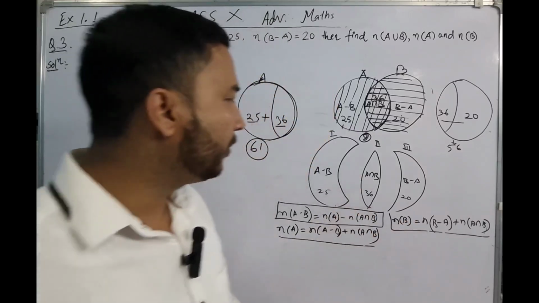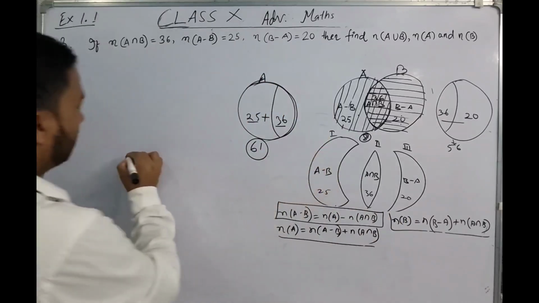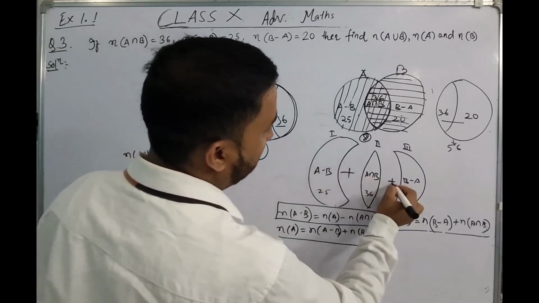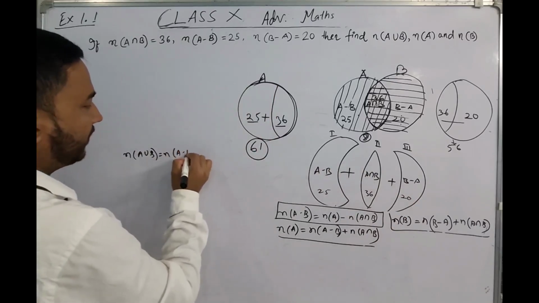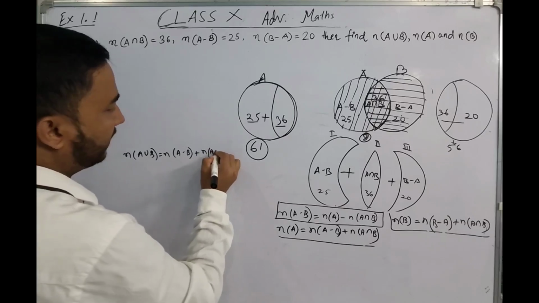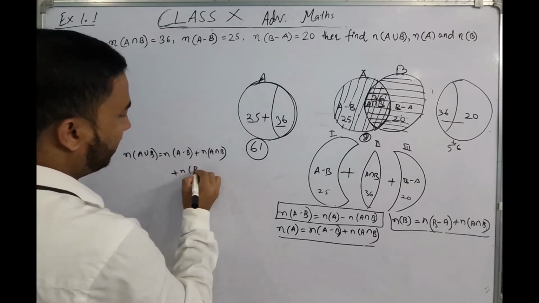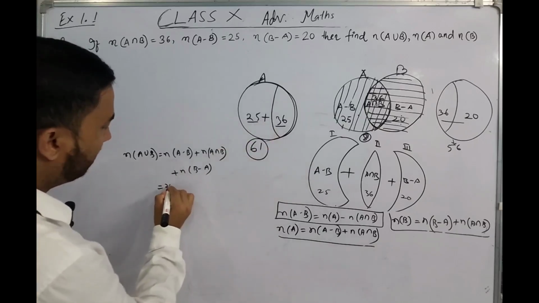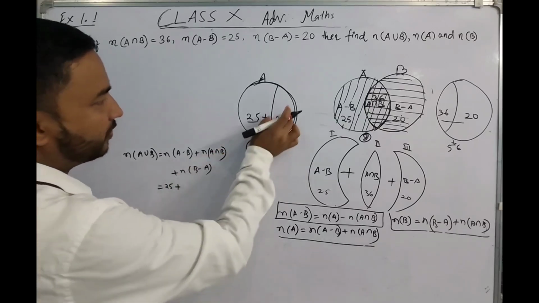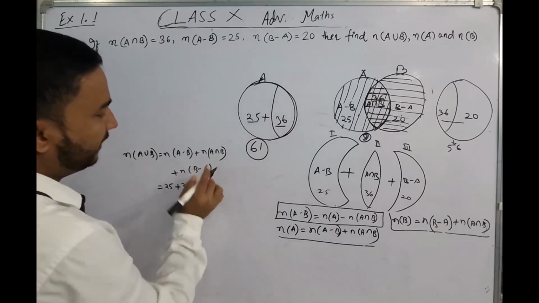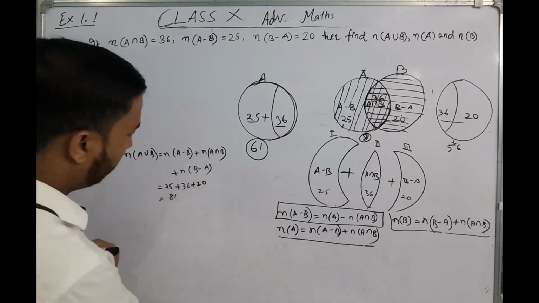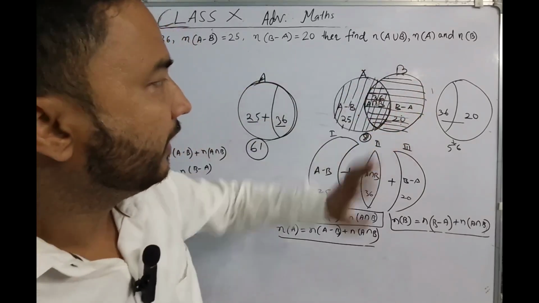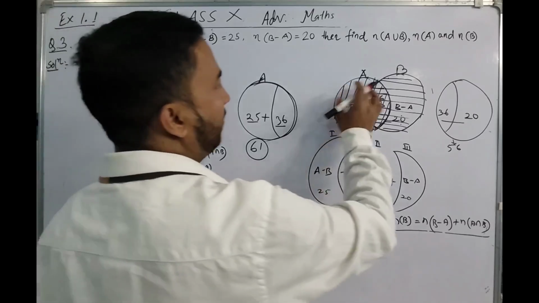Now, what is number of A union B? Number of A union B will be equal to the summation of these three parts, this plus this plus this: number of A difference B plus number of A intersection B plus number of B difference A. Now, what is number of A difference B? It is 25, plus number of A intersection B, which is 36, plus number of B difference A, which is 20. It will give you 81. This will be the number of elements in the set A union B. So, together we have 81 elements in the two sets A and B.